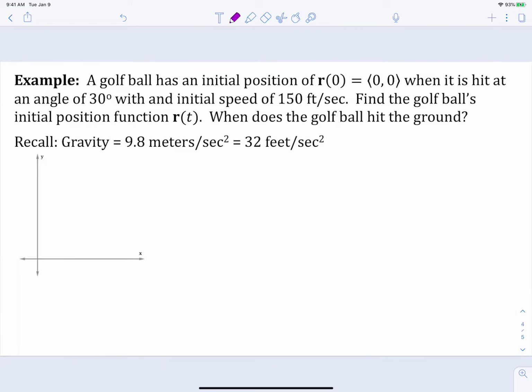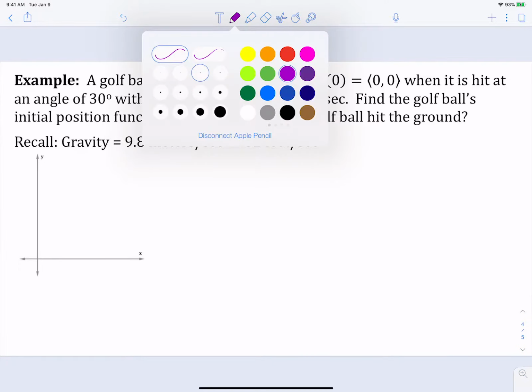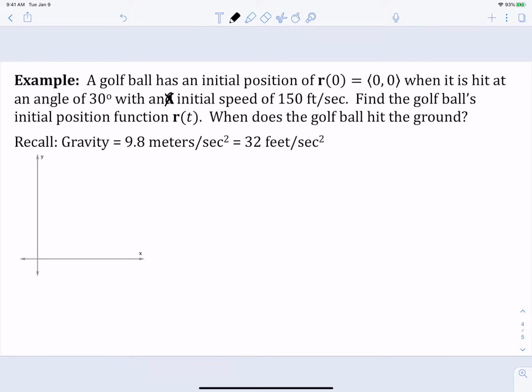All right, so let's take a look at this now where we've got a little bit more of a situation wrapped around this. So we've got a golf ball that has initial position r of 0 is 0, 0. So it's starting at 0, 0. So we're hitting it sort of flat off the ground. When it is hit at an angle of 30 degrees with an initial speed of 150 feet per second. So we want to find the golf ball's initial position function, or just its position function. So when does the golf ball hit the ground is another question. So we want to find the position function, and then we want to figure out when it hits the ground.